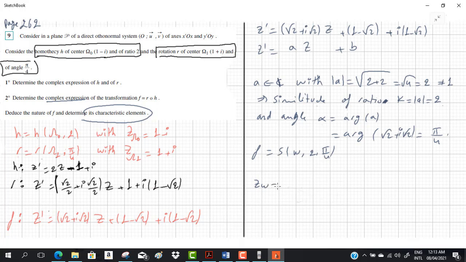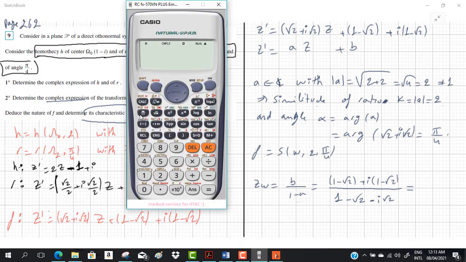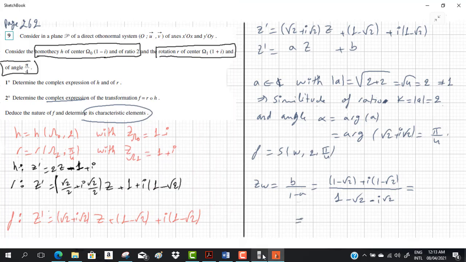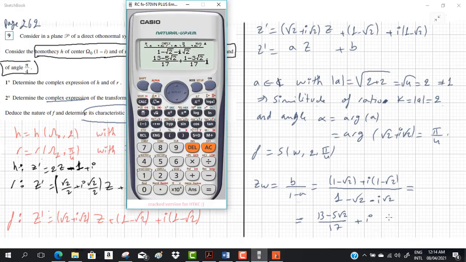أنا نحدد ال Z لل W equal b over 1 minus a. b طلعت معنا 1 minus radical 2 plus I into 1 minus radical 2 over 1 minus a، 1 minus radical 2 minus I radical 2، equal على الكالكوليتر، يطلع الجواب equal 13 minus 5 radical 2 over 17 plus I into 1 minus 3 radical 2 over 17.